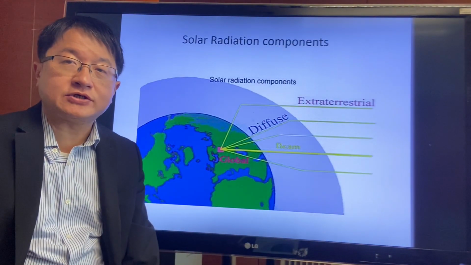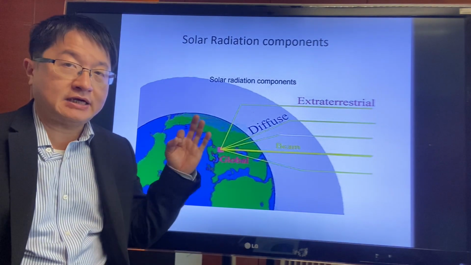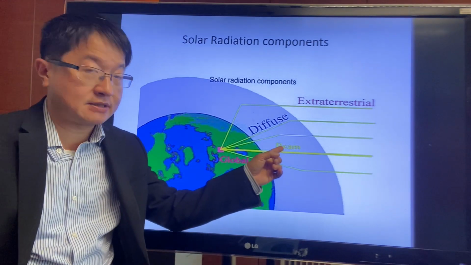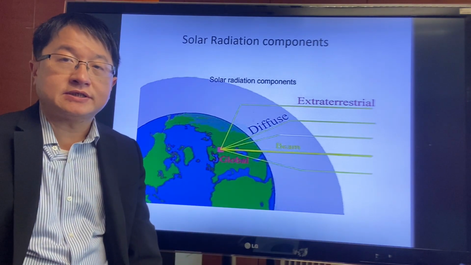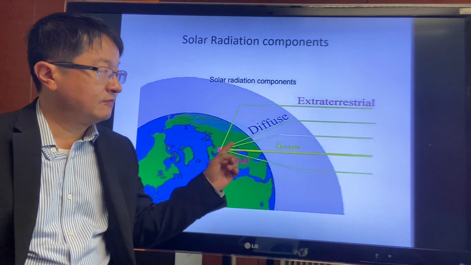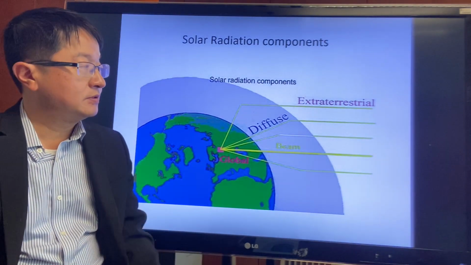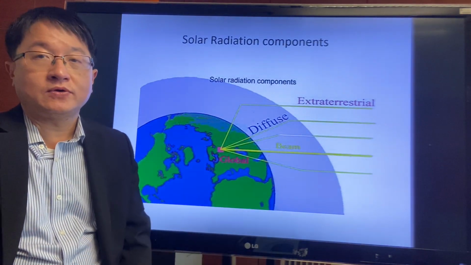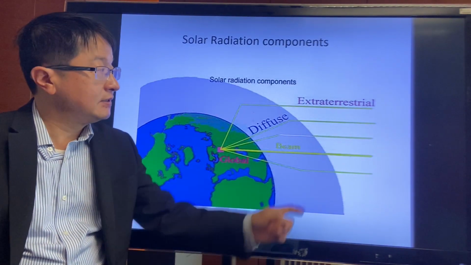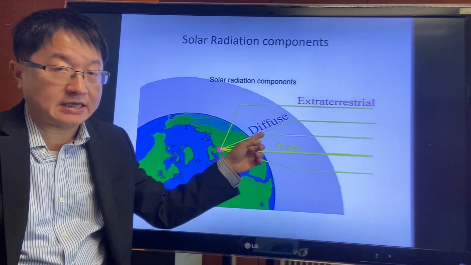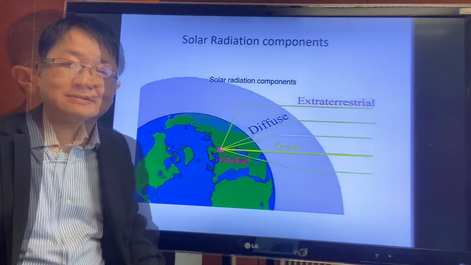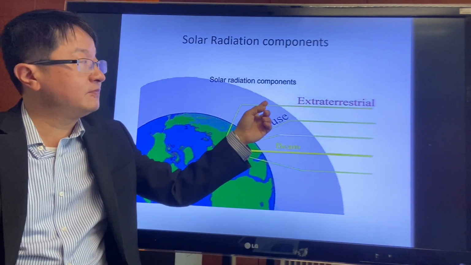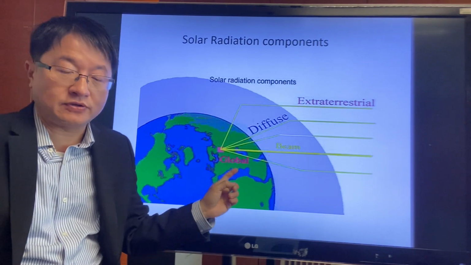The sun is one of the major energy sources for the Earth. There are three major solar radiation components, including the direct beam, which is the line of sight direct beam from the sun to you. Another beam is called the diffused beam, which is the reflected ray from the sun through the atmosphere on the Earth. Another is the extraterrestrial beam, which is another reflected beam from the outer atmosphere on the Earth.